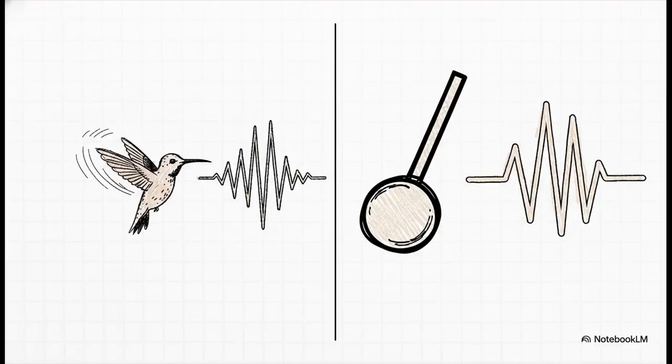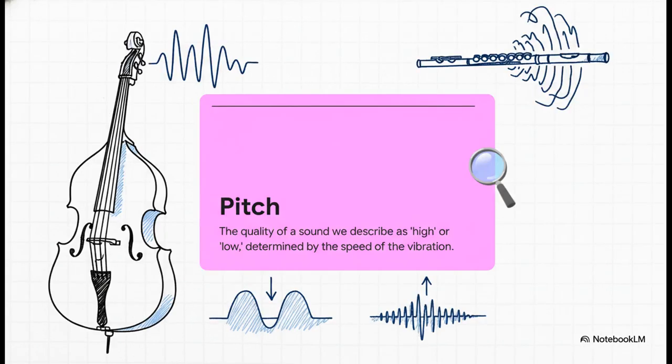A super fast vibration is like a high refresh rate on your monitor. It gives you a high-pitched sound. And a slow, kind of lazy vibration, that's your low refresh rate, or a deep, low-pitched sound. It really is that simple. So this quality that we call high or low is known as pitch, and it's all about the speed of that vibration.